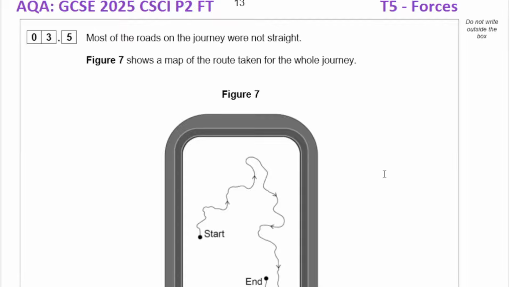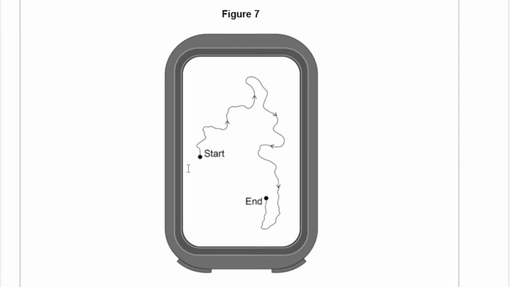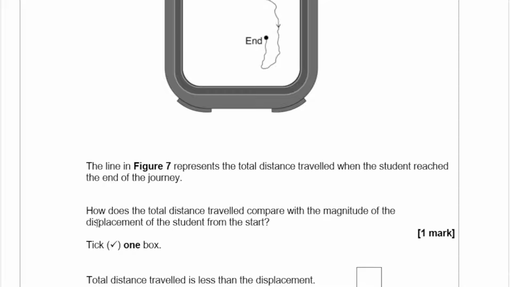Most of the roads on the journey were not straight. Figure 7 shows a map of the route taken for the whole journey. So the whole journey is in a curved line. It goes up and then down and then up again towards the end. The line in figure 7 represents the total distance traveled when the student reached the end of the journey. How does the total distance traveled compare with the magnitude, which is the size of the displacement of the student from the start? Now, what is a displacement?